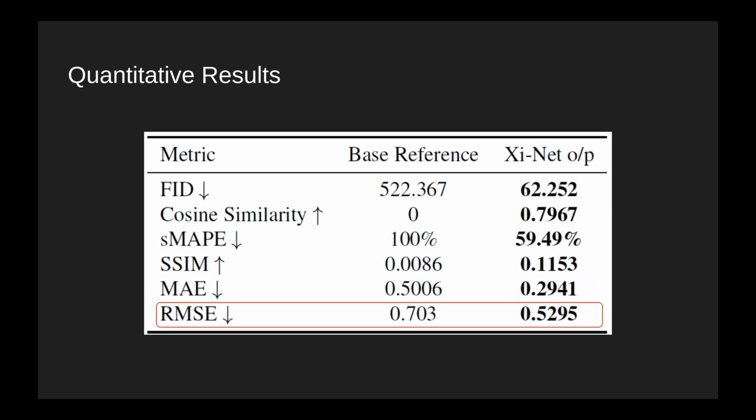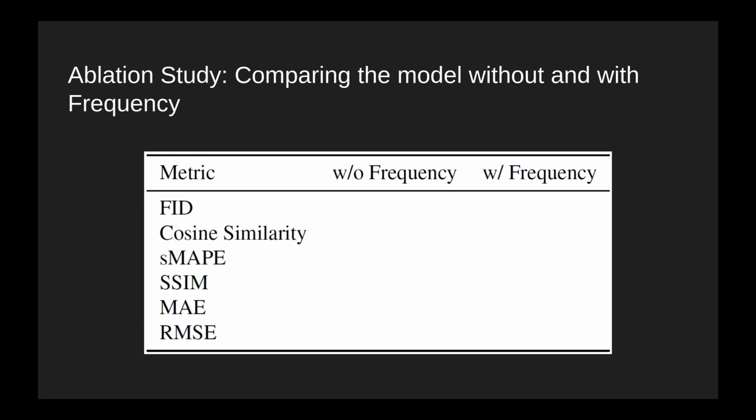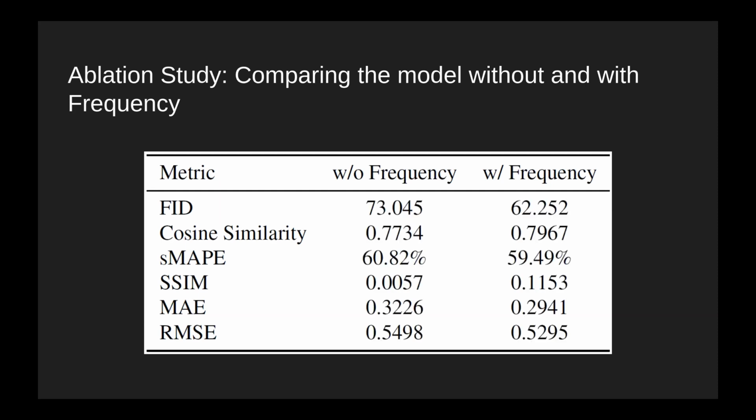We also performed ablation studies. The first one was comparing the model without and with frequency. Our initial model consisted of only time series data, or the time encoder, so there was only one encoder. Now in the final Zynet model, we have a frequency encoder as well. If we compare with and without frequency, we'll see the following results. We can see that having the frequency encoder does help a lot, because it does improve the performance.